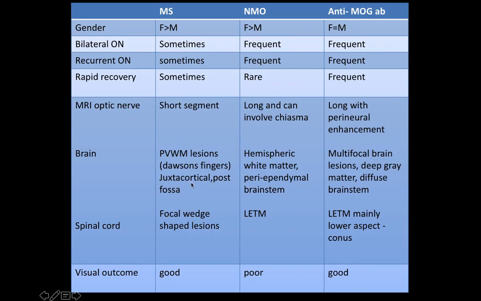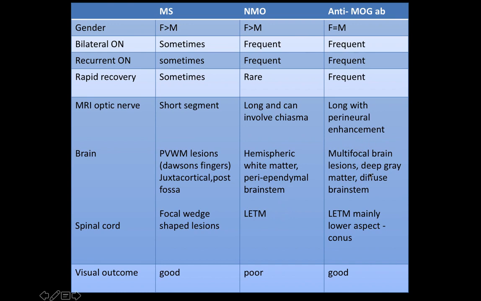And on brain MRI, how do we differentiate lesions? Multiple sclerosis, as I mentioned before, we have Dawson's fingers, juxtacortical lesions, lesions in posterior fossa, and the spinal cord usually short segment with wedge-shaped lesions. Whereas NMO are usually hemispheric white matter lesions, periependymal lesions are most common around the hypothalamus and around the periaqueductal third ventricle as well as fourth ventricle. In the cord, usually they have longitudinally extensive transverse myelitis, that is, a long segment is involved. However, cervical and dorsal cord are more commonly involved with NMO.